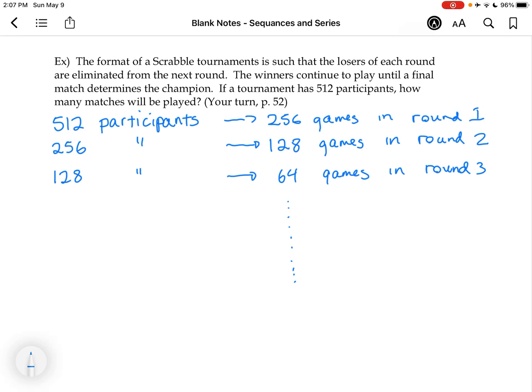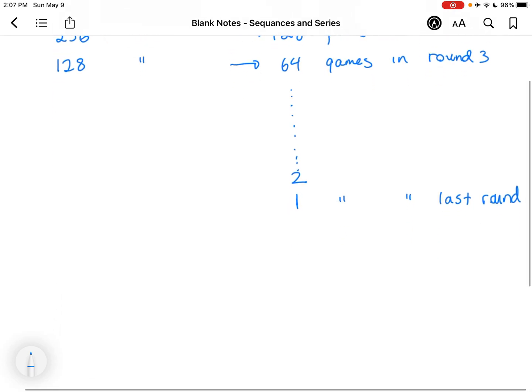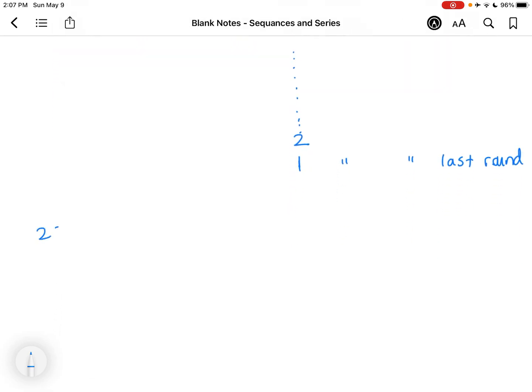You have the quarterfinal or the semifinals, which is like 2 games. And then this is the final game. And this is the last round. And we want to know how many games in total. Okay. So essentially what we're doing here is we're going 256 plus 128 plus 64 plus 2 plus 1 equals what? Okay. So this happens to be a geometric series because the terms form a geometric sequence.